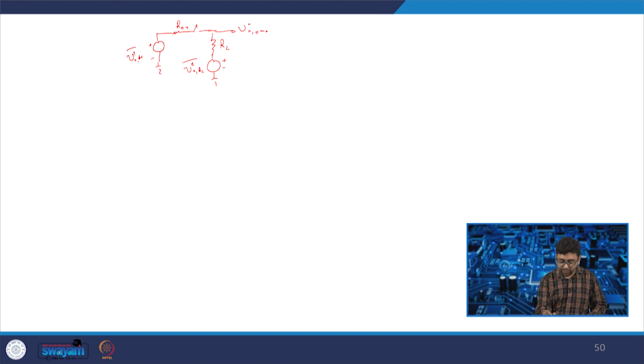This is Vn out. Now Vn out square we can write, because this output noise is given by 2kT times R on parallel RL plus RL, and if R on is much less, you can write this as 2kT RL.